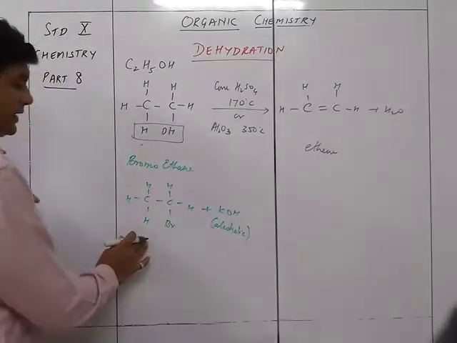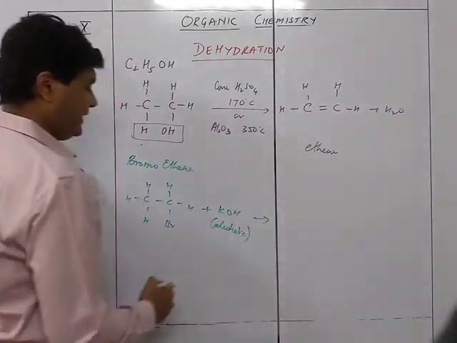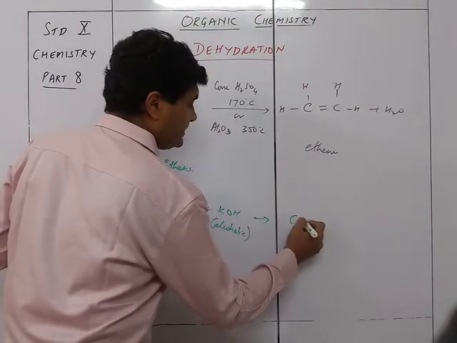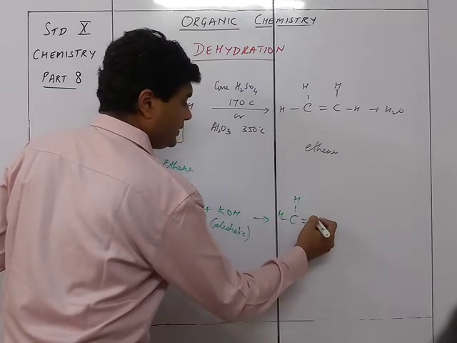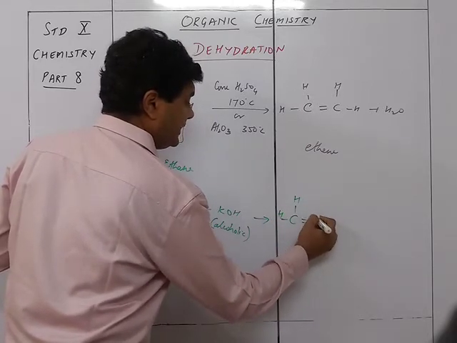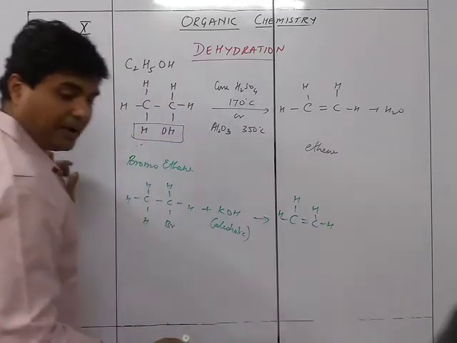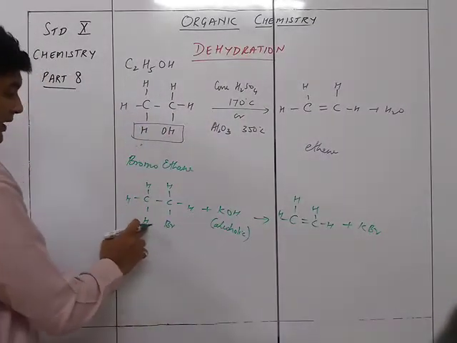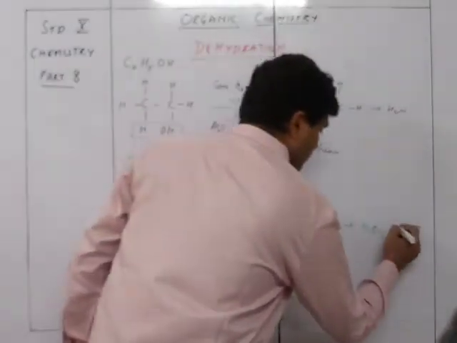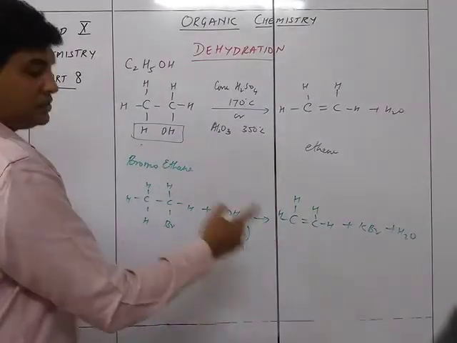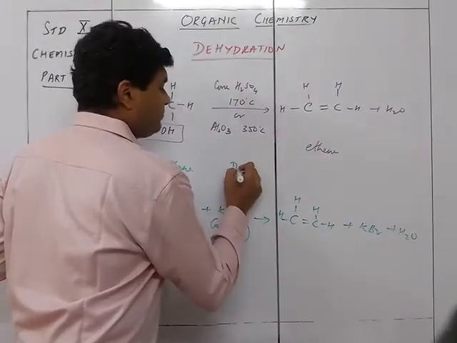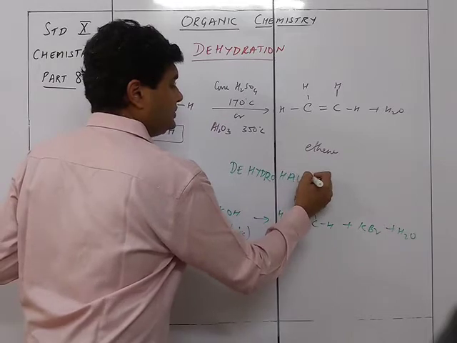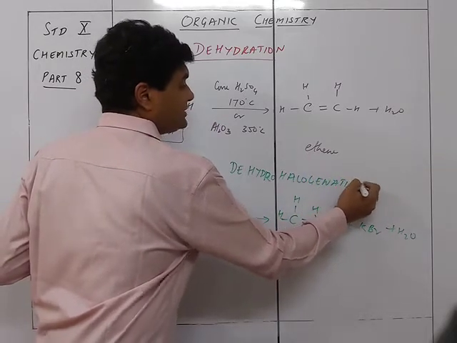over here, which you are going to react with the bromoethane, and accordingly this HBr is going to be separated out. So you get over here the same thing, you see H over here, H over here, C over here, and an H over here and here, and apart from that you are going to get KBr, which is the formation of K and Br here, and H and OH are going to form H2O. So this particular thing is called dehydrohalogenation. So that is the main thing.